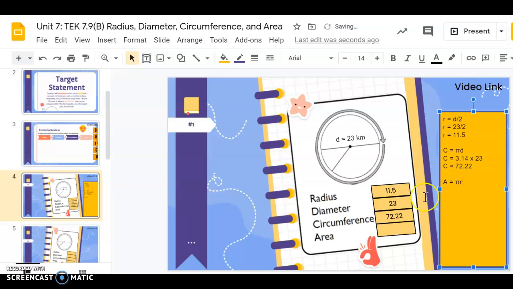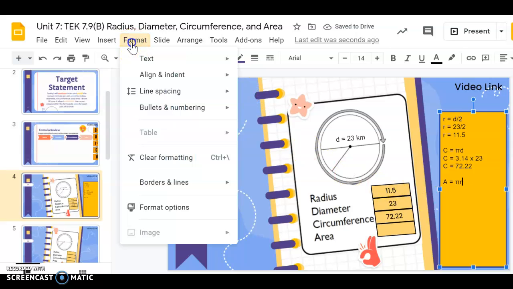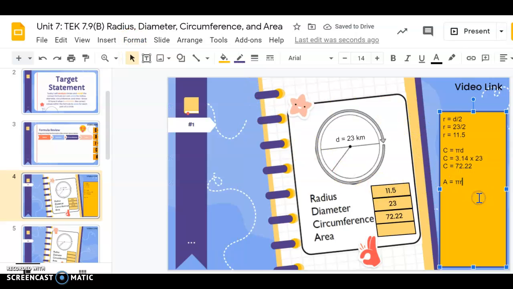Pi, R. I then need to go up to Format. Okay. You cannot just type a 2. If you just type a 2 like that, what this actually means, what you just typed, is area equals pi R2. That is not correct. That is incorrect. So we cannot just put a 2 there.